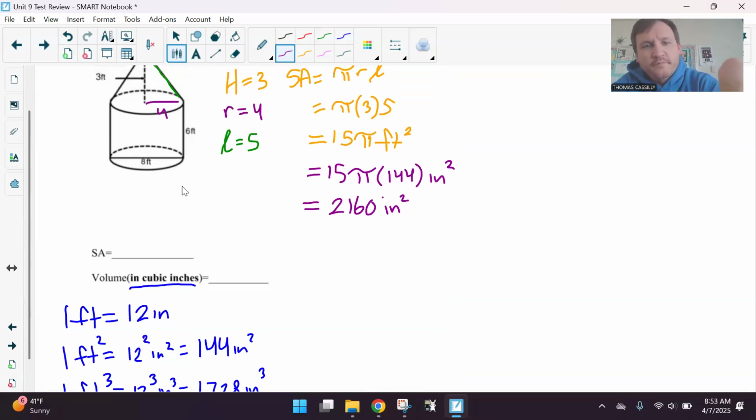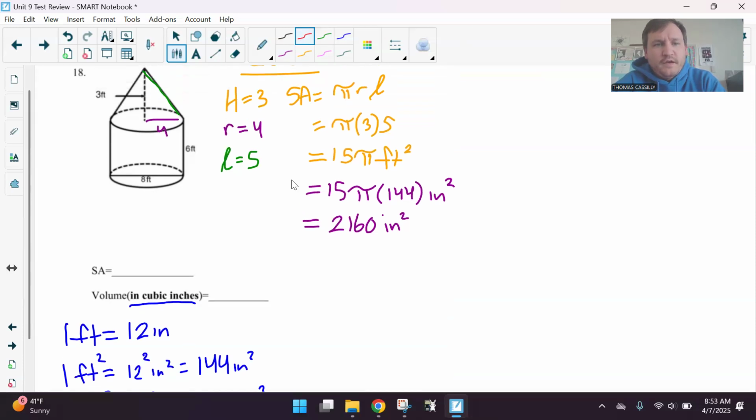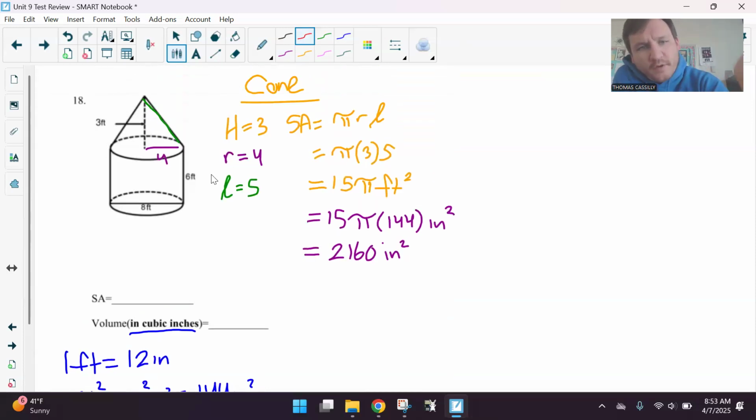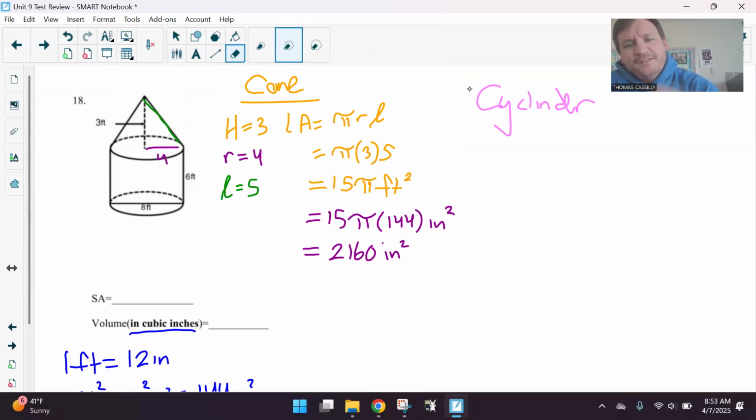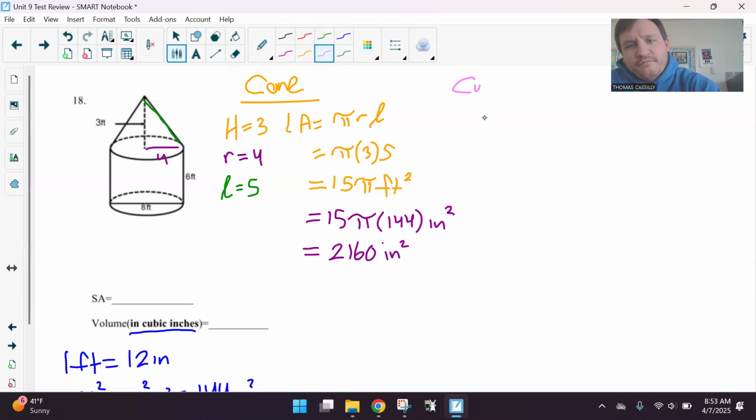So the surface area for the, I'm sorry, I made a mistake right in the beginning. That's not the surface area of the cone, that is the lateral area of the cone. We're not even done. That was just the top half. How do I spell cylinders? That's not right. Let's try that again.